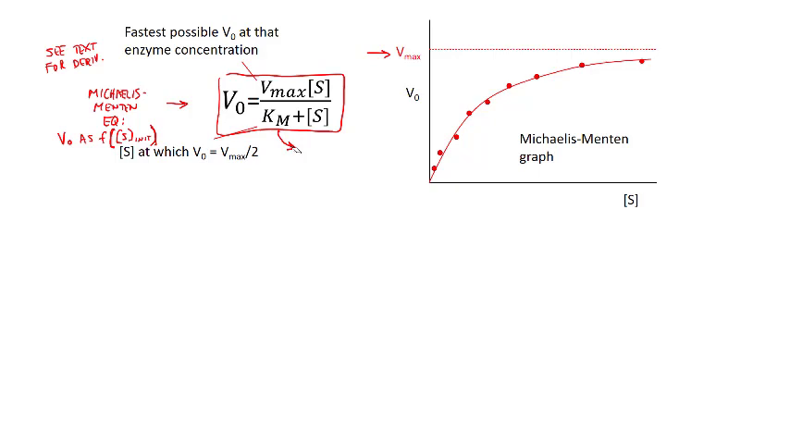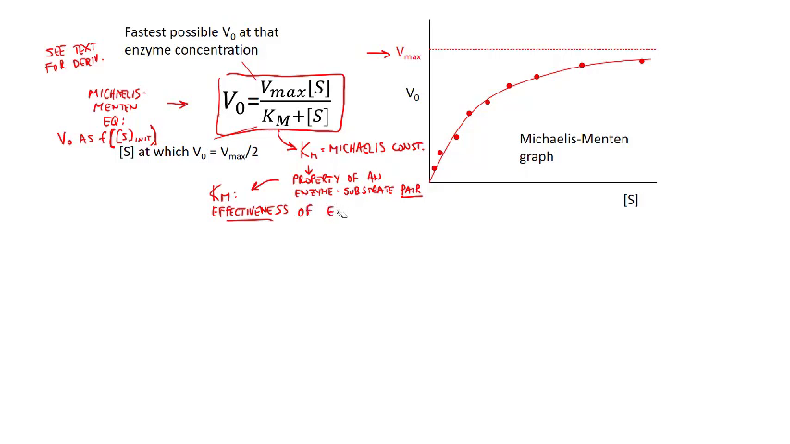What's this Km? Km is called the Michaelis constant. All right, Km is a property of an enzyme substrate pair. Right? Each substrate on a given enzyme is going to have its own Km. So what is Km? So you should notice that this equation looks an awful lot like our expression last time for fractional saturation. We had ligand concentration divided by Kd plus ligand concentration. What Km does is Km measures the, I want to say, effectiveness of enzyme substrate binding.